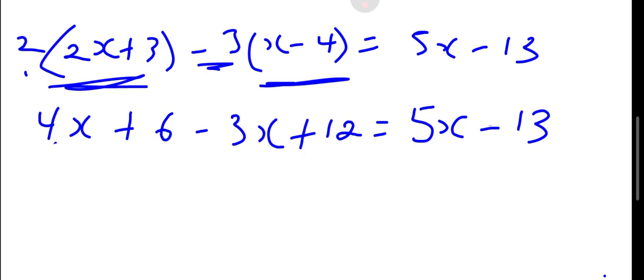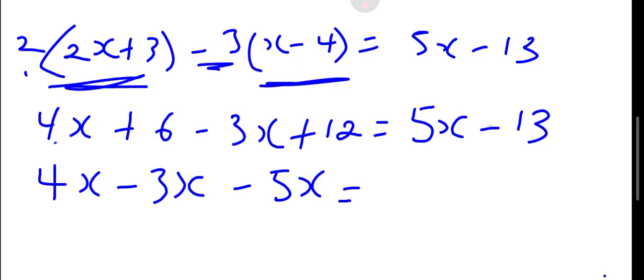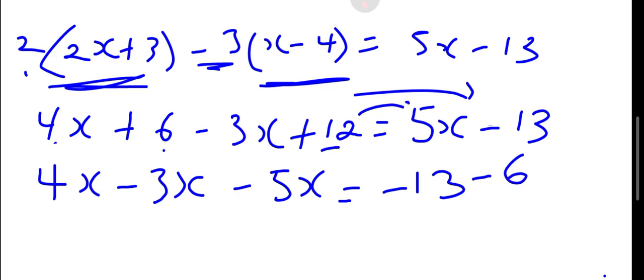So again, we bring all x on one side, the left, and we put every other thing on the right. So 4x, we are writing only the things that contain x, minus 3x. So positive 5x crosses the equal sign, so becomes what? Negative 5x is equal to negative 13. So 6 crosses the equal sign, it becomes negative 6. 12 crosses the equal sign, becomes negative 12. So we simplify. 4x minus 3x is what? x. x minus 5x will give us what?